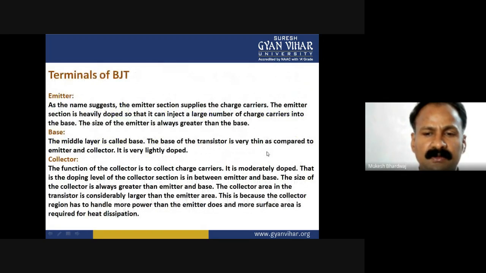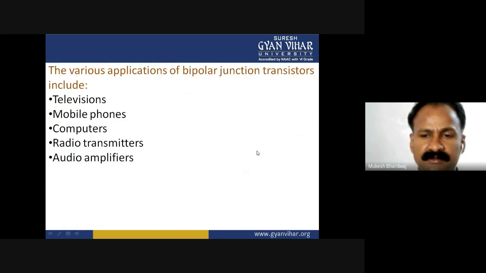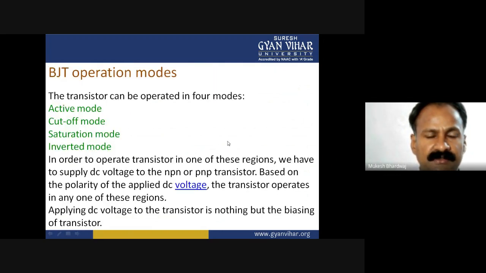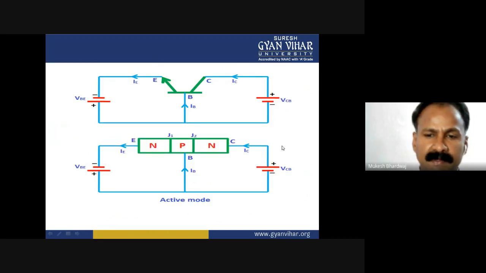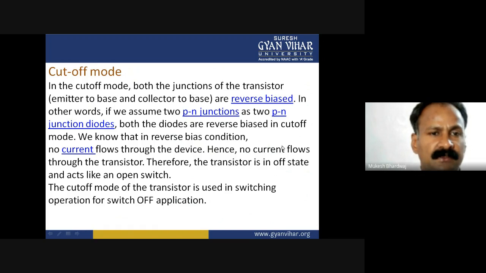Now, if we are talking about the nomenclature of the terminals of the BJT: emitter, base, collector. So we know about the emitter, base, and collector because the transistor is made up of three semiconductors, NPN or PNP type semiconductors. The various applications and the BJT operation modes: there are four modes of operation of the BJT, that is active mode, cutoff mode, saturation mode, and inverted mode. So basically, active mode is used for the amplification of the signal, whereas the rest are for switching purposes.